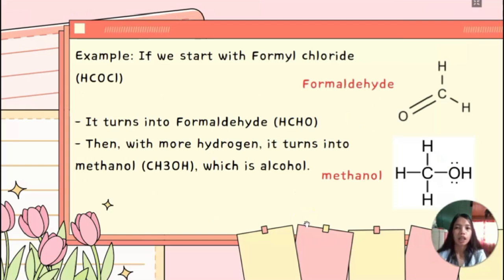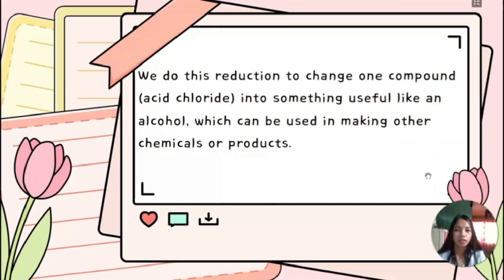Example number 2. If we start with formyl chloride, HCOCl, it turns into formaldehyde, HCHO. Then with more hydrogen, it turns into methanol. The structure of methanol is CH3OH, which is an alcohol. We do this reduction to change one compound, an acid chloride, into something useful like an alcohol, which can be used in making other chemicals or products.